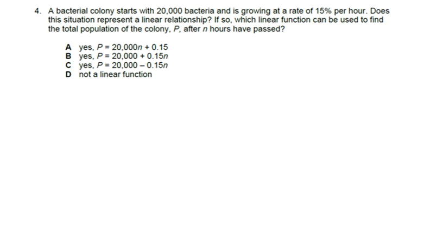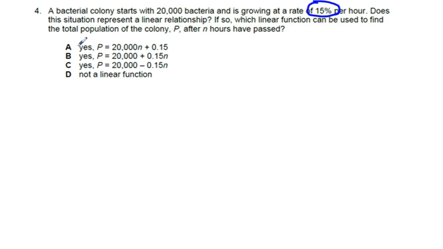4. Now, based on the preliminary class I saw so far, which is the 7th period, this was the hardest question on the test. A bacterial colony starts with 2,000 bacteria growing at a rate of 15% per hour. Does the situation represent a linear relationship? If so, which linear function would you use to find the total population of the colony? So when you grow at a rate of 15% per hour, okay, that is indicative of an exponential function and not a linear function.